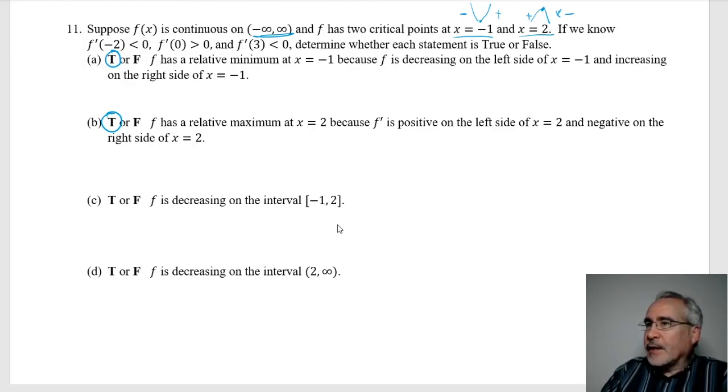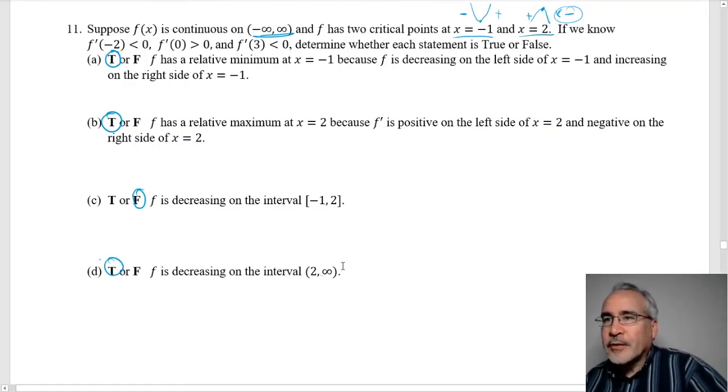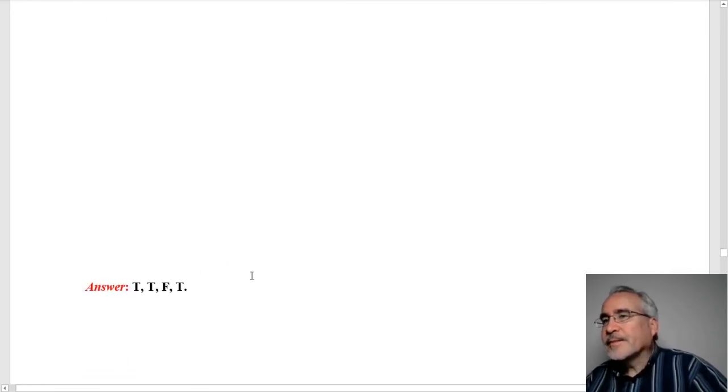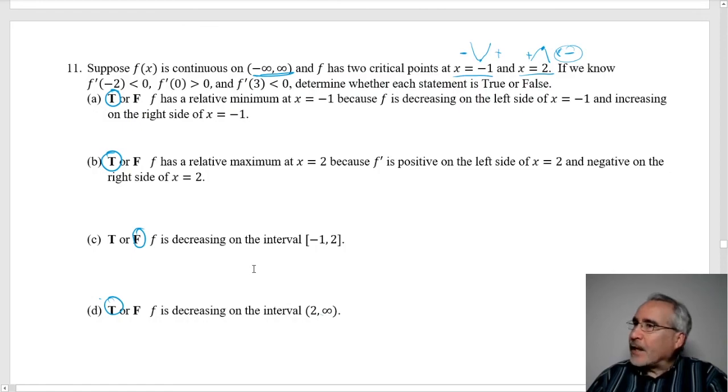F is decreasing on the interval from -1 to 2. So between -1 and 2, no, it's increasing, right? Because the derivative is positive. This is false. F is decreasing on the interval 2 to infinity. No, because we're told here the derivative is negative, so it's decreasing. Oh wait, that's what it said. F is decreasing on the interval 2 to infinity. Yes. Negative slope, so it's decreasing. So that is true. So true, true, false, true. Okay, so that's that one.